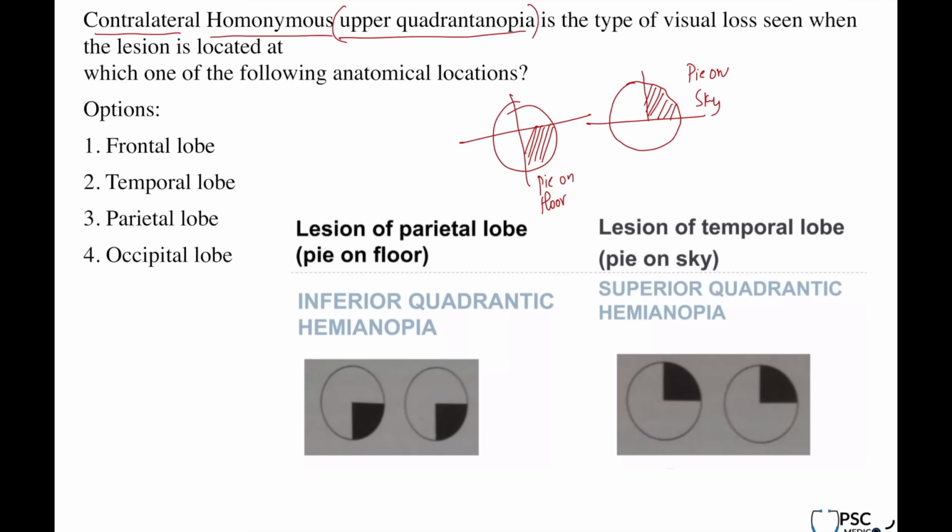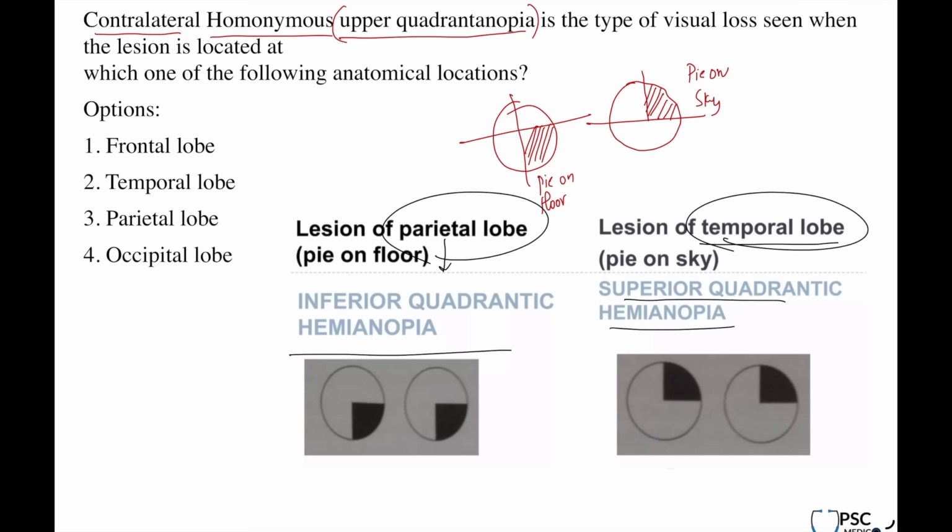That is, if there is a lesion in the temporal lobe, remember temporal. If there is a lesion in the temporal lobe, pie in the sky, then you will see superior quadrantic hemianopia. If the lesion is in the parietal lobe, down, that is floor, you will see inferior quadrantic hemianopia. So the correct answer here is temporal lobe.